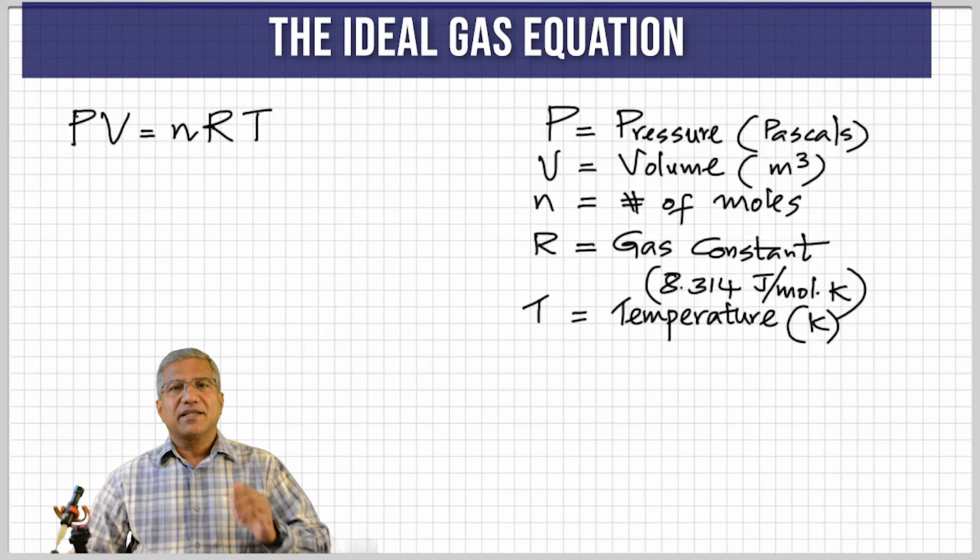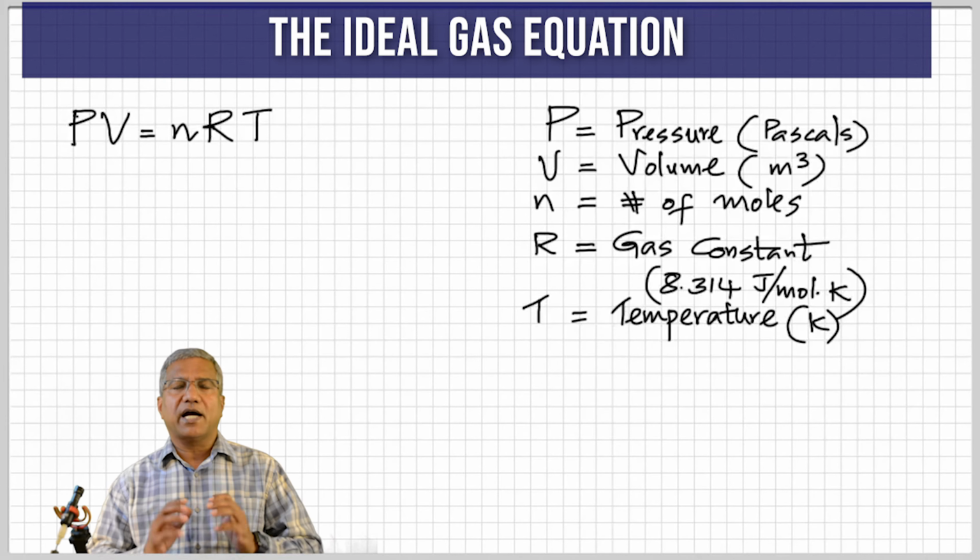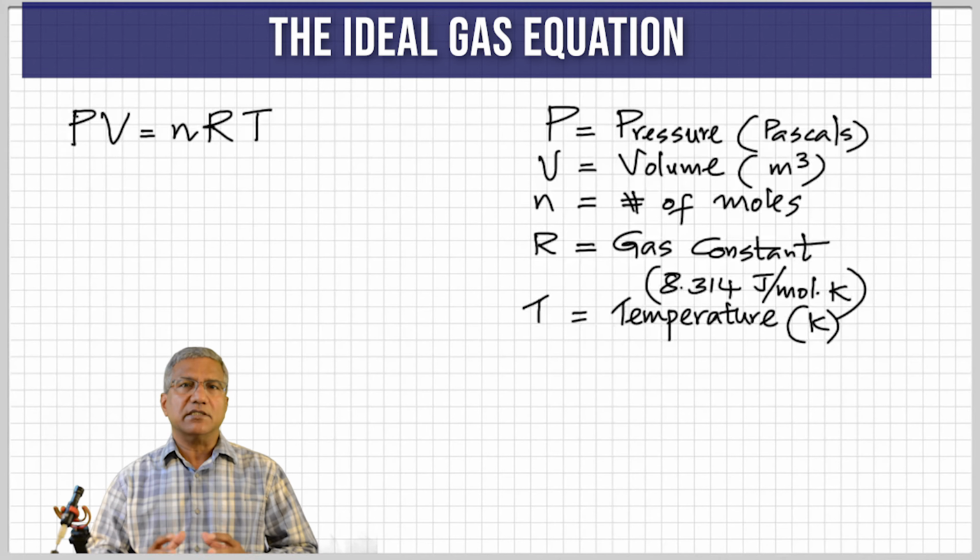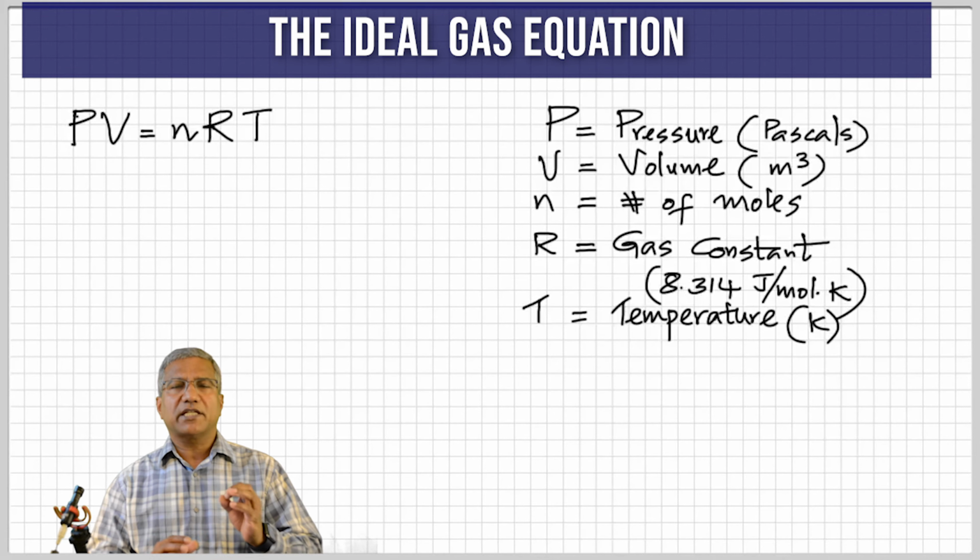Well, here is another video, and this time we are looking at the ideal gas equation. This is actually a lab, a simulation lab that gives you an idea of what the ideal gas equation stands for. So PV is equal to nRT. That is the ideal gas equation. Let's look at each term.